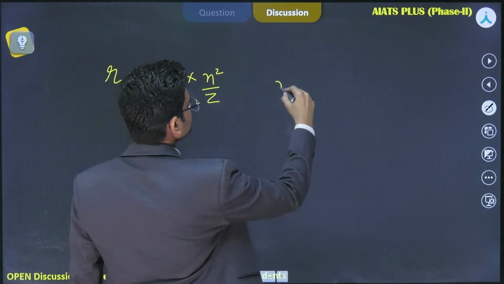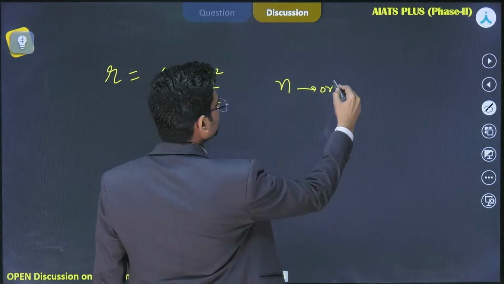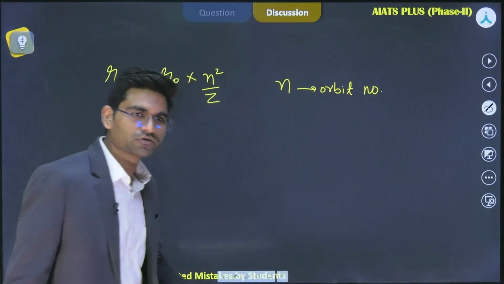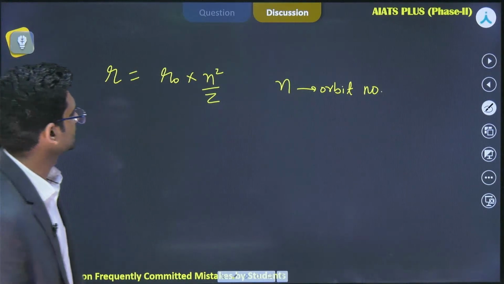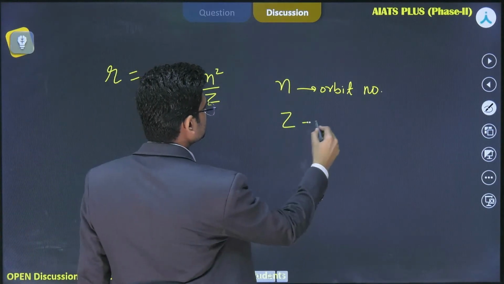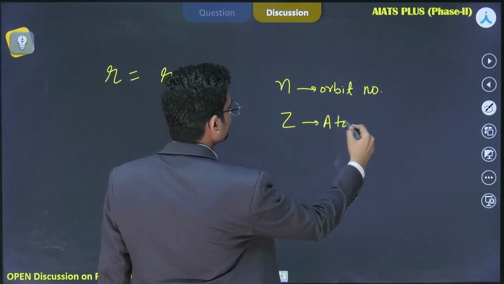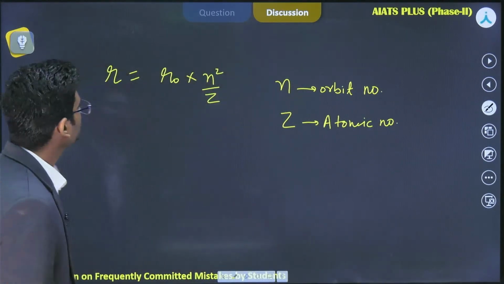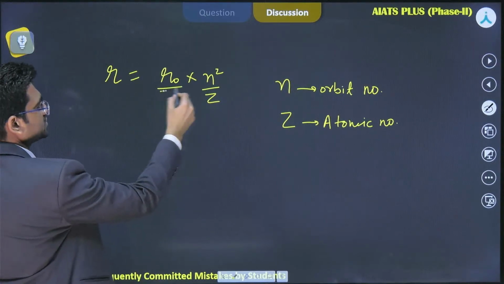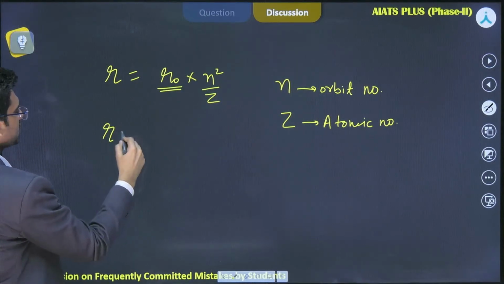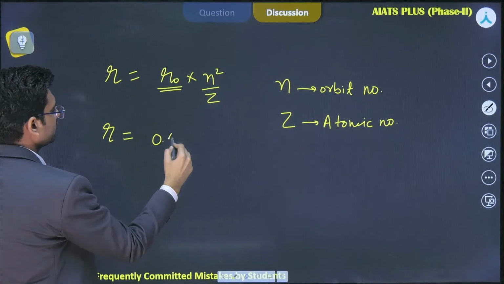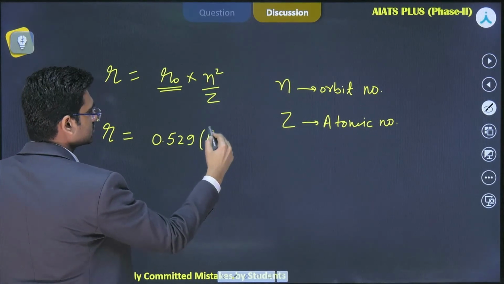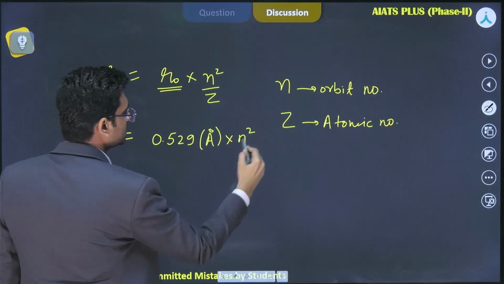So n is your orbit number, right? So n could be 1, 2, 3 like this, right? What is z? Z is atomic number. What is r naught? This is constant actually. So I can also write this as 0.529 angstrom into n square by z.